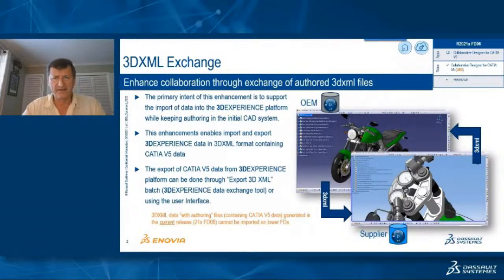The target scenario here is where you may have an OEM and a supplier both on their own independent 3D Experience platforms using CATIA V5 among their CAD solutions, and they want to freely exchange data and update information from one system to the other in a bidirectional fashion. This type of enhancement will afford that capability. It should be noted here, however, that 3D XML data with authoring files generated in the current release, 21x FD06, cannot be imported on lower FDs.